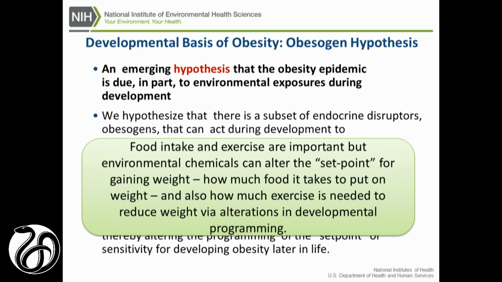So this is a very important point. It's very important that you all realize that we who are working in this field understand that food intake and exercise are very important, and they're certainly key to the obesity epidemic. But we believe that environmental chemicals are altering the set point or sensitivity for gaining weight. So that is, how much food does it take to put on weight? And how much exercise does it take to reduce weight? And those effects are occurring via alterations in this developmental programming of this endocrine system that controls weight gain.